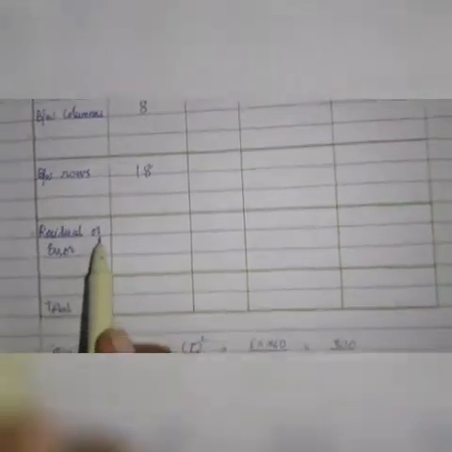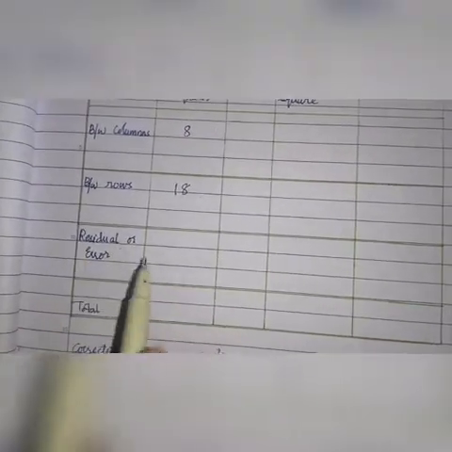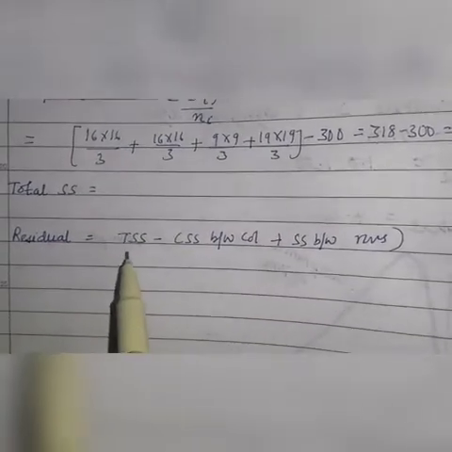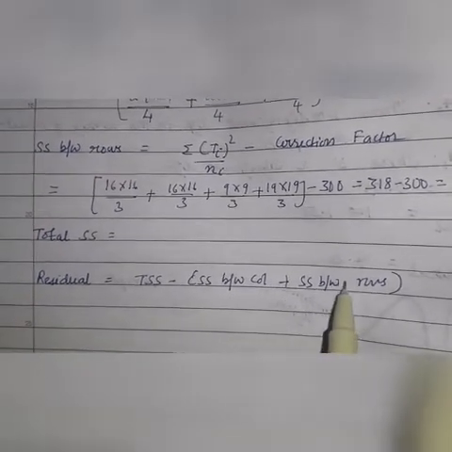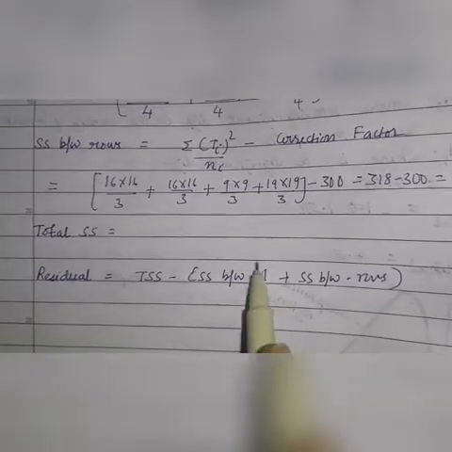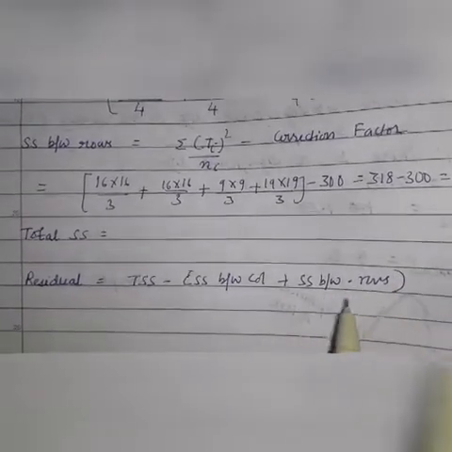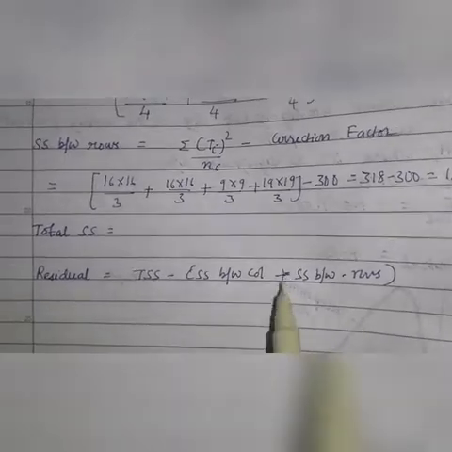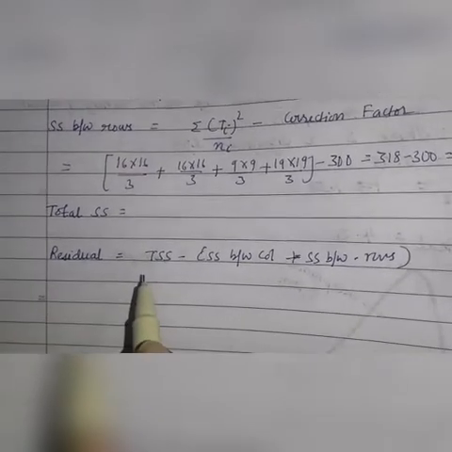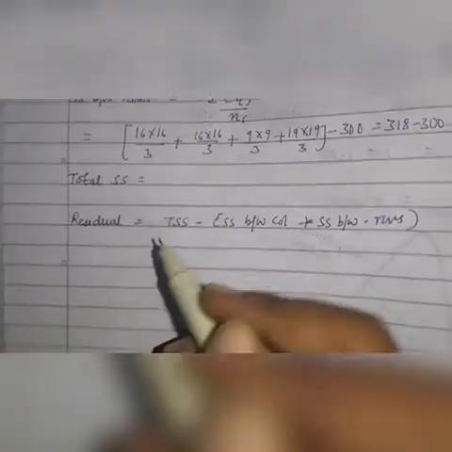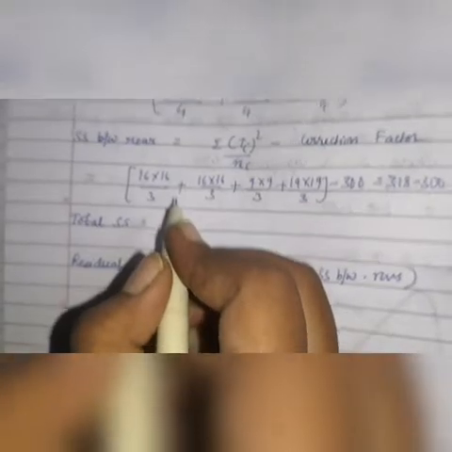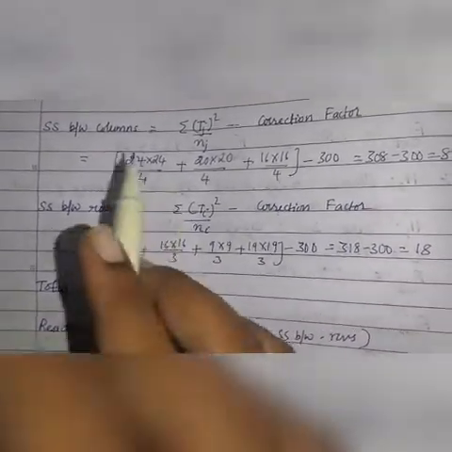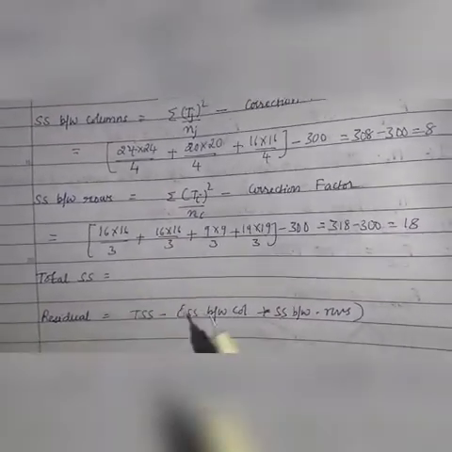Now the residual or the error. So before calculating, look at the formula for residual error. Residual error is equal to total sum of squares minus sum of squares between columns and sum of squares between rows. Now sum of squares between columns is 8 and sum of squares between rows is 18. We have calculated these values. We have to find the total sum of squares. Now how do we calculate total sum of squares? The formula is the total sum of each of the observations squared minus the correction factor.